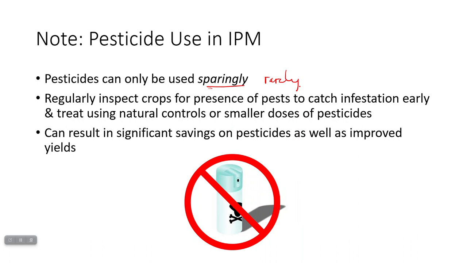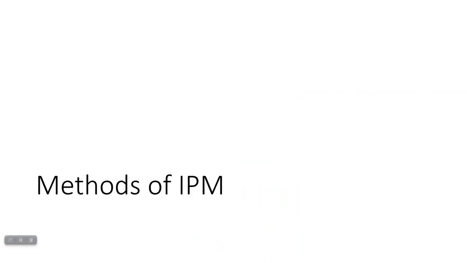So, one of the things that you do is you regularly inspect your crops. When you start seeing pests, you try and catch the infestation early. And then, if you can't treat them using these other natural controls, you can use small doses of pesticides. So, let's talk about what's involved in IPM.